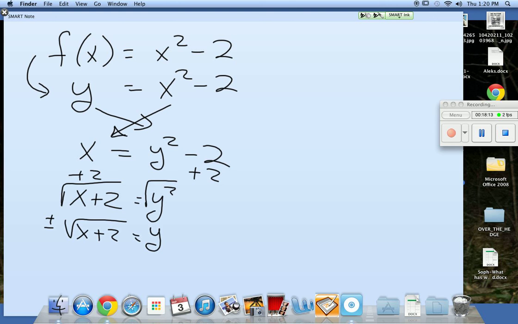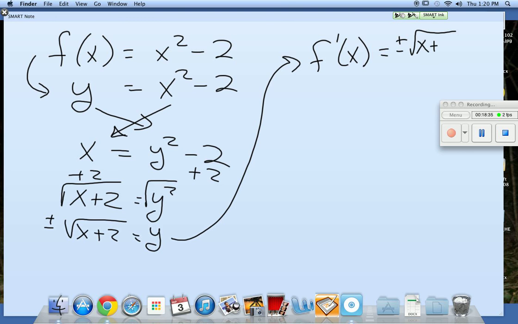Okay. Let's do one more. Let's take one out of the book. Okay, I can finish it going like this. f prime of x equals plus or minus the square root of x plus 2. That would be your inverse function of this one. These are inverses.